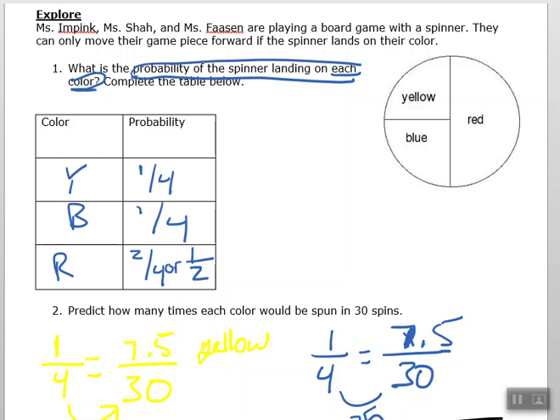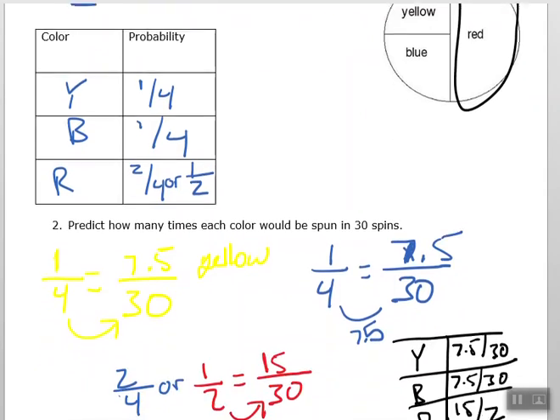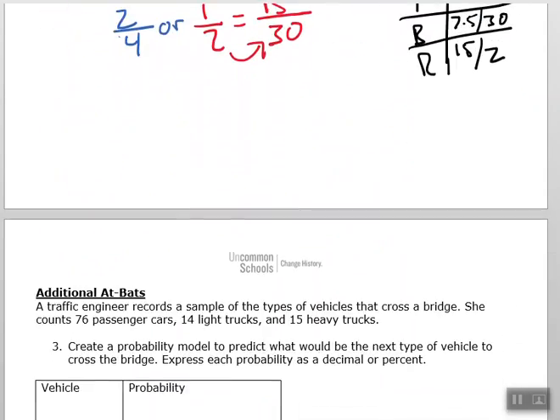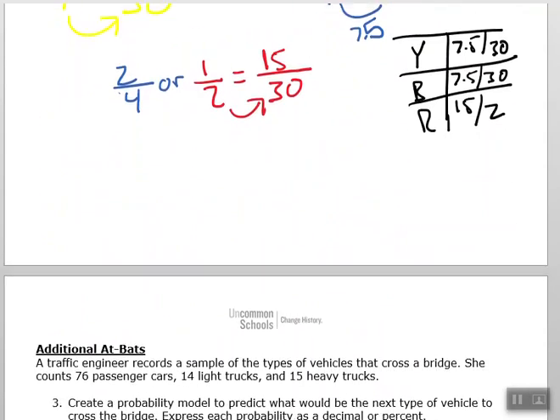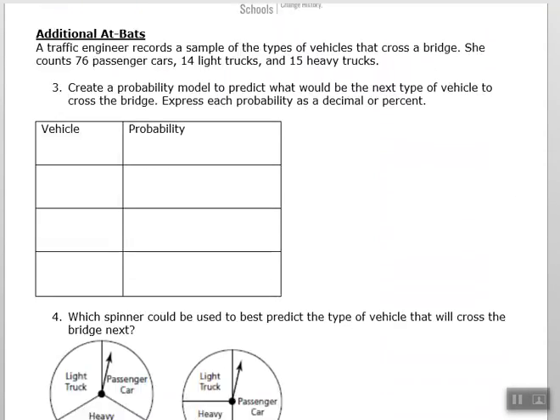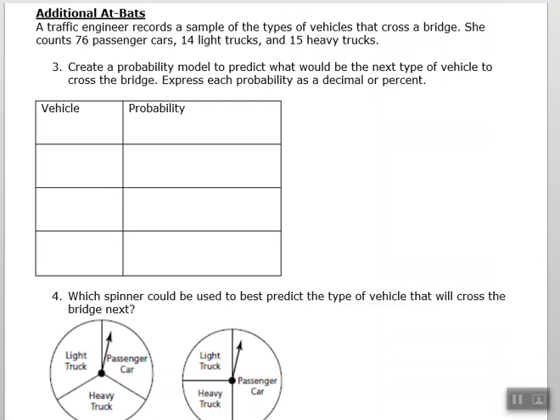And in this case, whoever is lucky enough to be the red person is going to have an advantage because they're more likely on any given spin to earn a point. And so we have a non-uniform probability model and we have an unfair game. So let's take a look really quickly at our additional at-bats here.